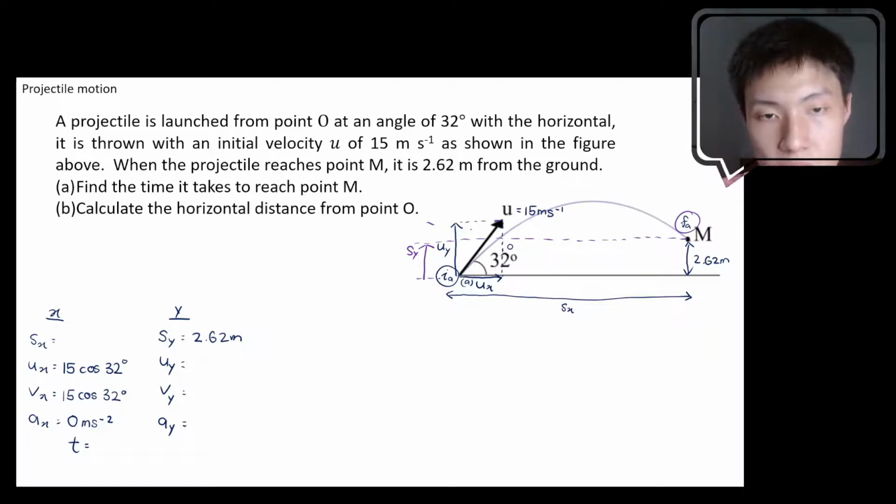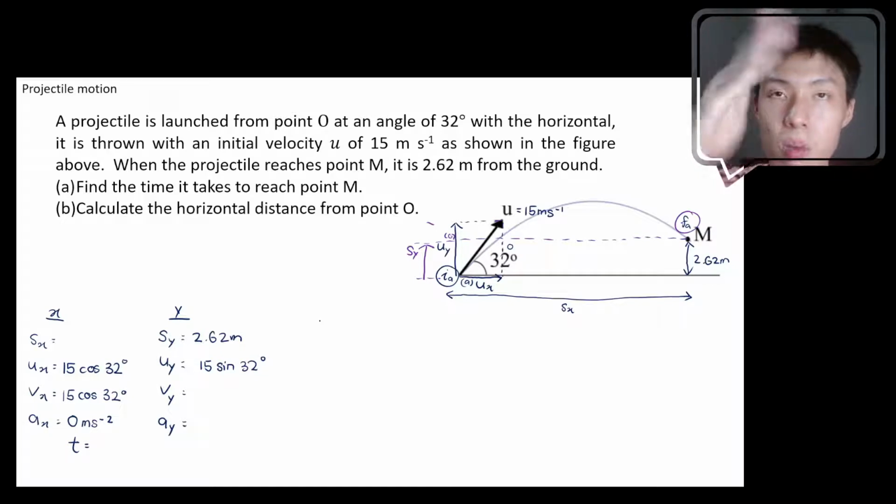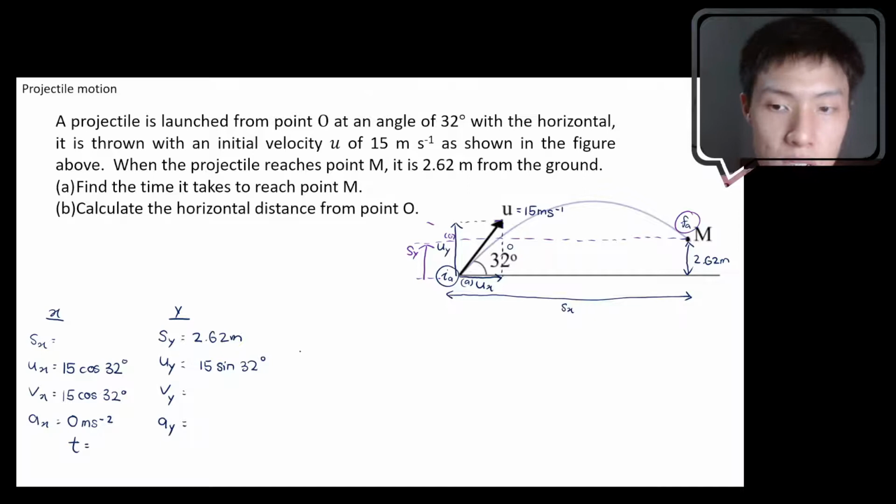Uy, we want uy, we just resolve. So this is the opposite side, so resolve opposite side, you use sine. So you get the answer 15 sine 32 degree. Again, check whether it's pointing upwards or downwards. In this case, it's pointing upwards, so it's a positive 15 sine 32 degree. If it's pointing downward, then it's negative. Vy here will be the y component velocity at this point over here. Do we know it? No, because they didn't mention anything in the situation.